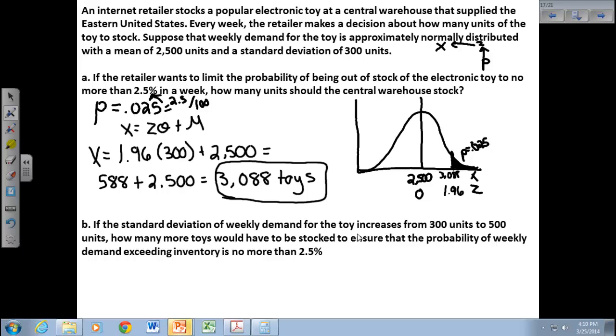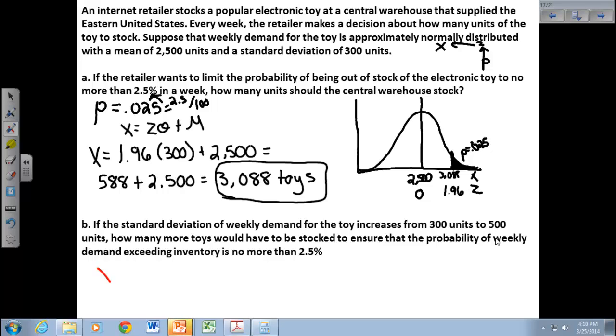So now let's say that the standard deviation increases from 300 to 500 units. Then how many more toys will we need to ensure that the probability of weekly demand exceeding inventory is no more than 2.5%? So my picture still looks the same as the one I already drew. The only difference is now we're going to have a different x value because our standard deviation has changed. So we still know that the z-score is 1.96 because we still are caring about the z-score that corresponds to p equals 0.025 in the tail. That hasn't changed. The only thing that's changed is our standard deviation.